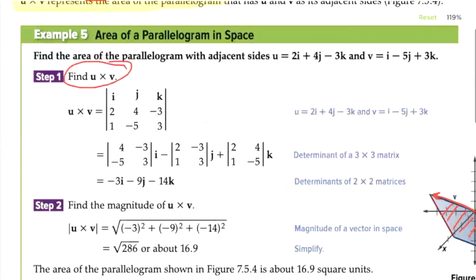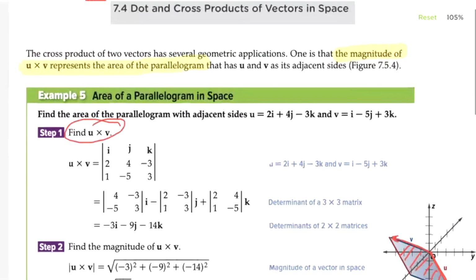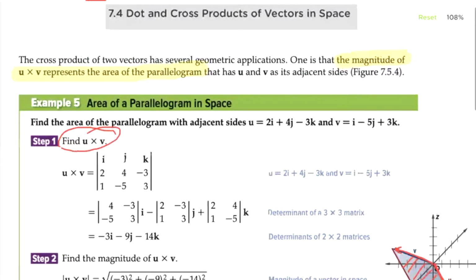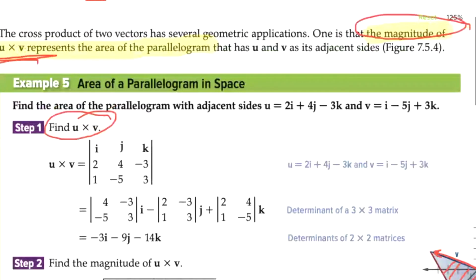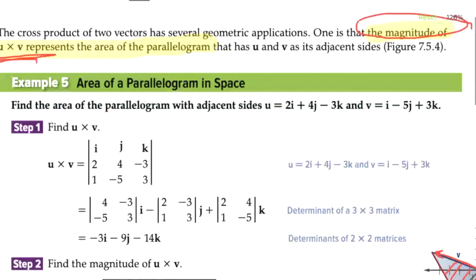To find the area, you just find the cross product and then find the magnitude. I highlighted the magnitude here. So you find this vector u cross v, and then you find the magnitude. This magnitude is the area. Okay, so I'm going to explain how to do it. Cross product, we learned how to do it.